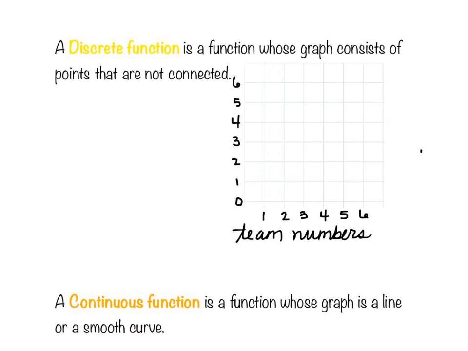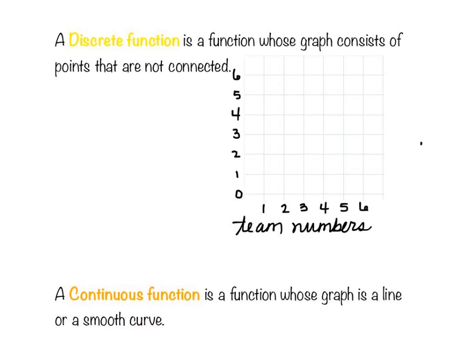All right, so there are two kinds of functions. There's a continuous function, and then there's a discrete function. First one we'll look at is your discrete function. A discrete function, write down the definition. A discrete function is a function whose graph consists of points that are not connected.